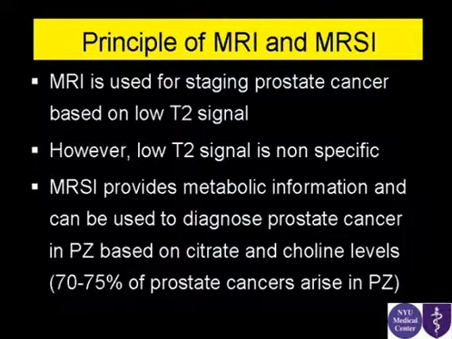But the problem is that low T2 signal is highly non-specific because it can be seen in scarring, in prostatitis, hemorrhage, post-radiation changes, post-hormone therapy changes. So it's highly non-specific. And a lot of times you're going to see all these low T2 signal regions in patients with or without history of cancer. You don't really know what to do with it.